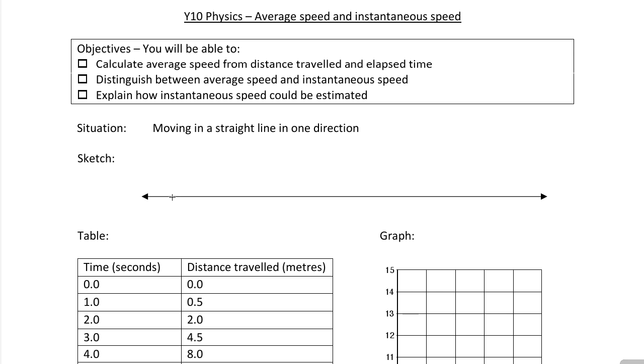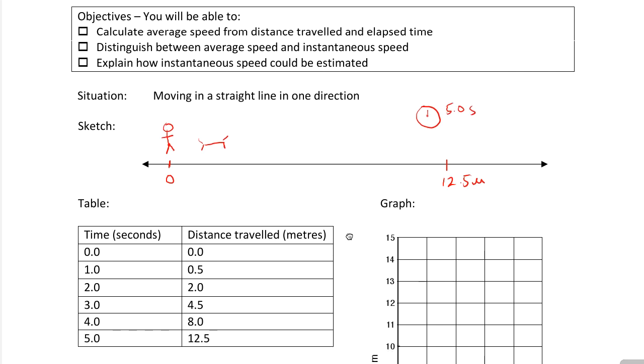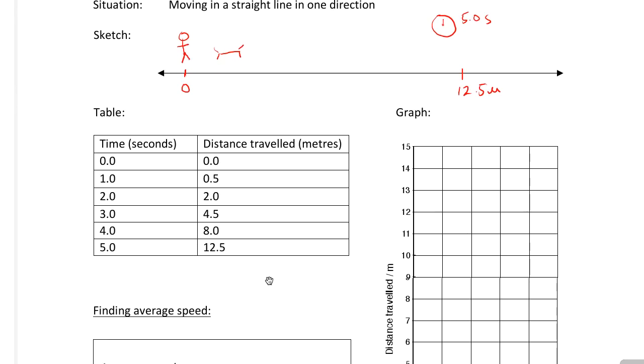So here's the situation. We've got something moving in a straight line and just going in one direction, not turning around. So let's say I start here and I'm playing fetch with my dog and I throw the ball and my dog runs and gets to this point over here, which we'll say is 12.5 meters, and he does that in a clock time of 5.0 seconds. And here's the information in a table for his run. The time in the left column and the distance he's traveled in the rightmost column.